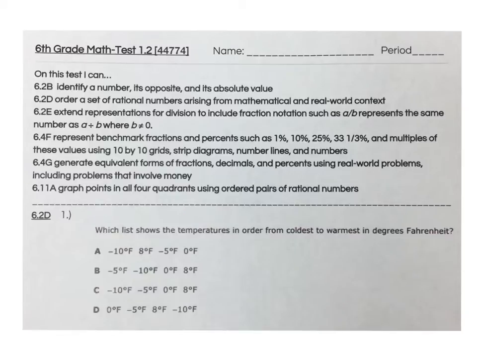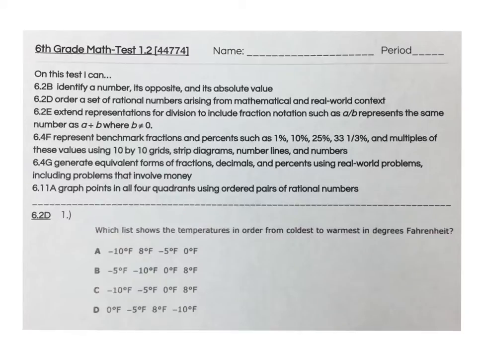6.2e extend representations for division to include fraction notation such as a over b represents the same number as a divided by b, where b does not equal 0. 6.4f represent benchmark fractions in percents such as 1%, 10%, 25%, 33 1/3 percent, and multiples of these values using 10 by 10 grids, strip diagrams, number lines, and numbers.